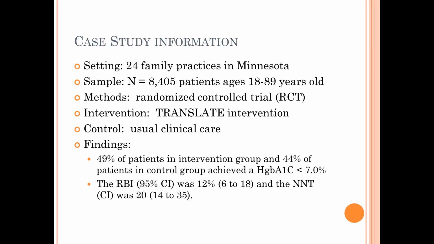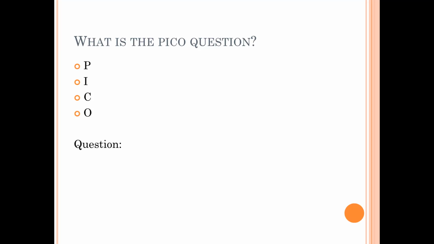Of those who got the special treatment, the intervention group, 49% of them were able to keep their A1Cs below 7%, while those in the control who didn't get the special treatment, 44%. So you can see that there is a 5% difference between those with the intervention and those without. So obviously the intervention did something, but whether it was worth it or not is the big question. So with that, what's the patient population? What was the intervention? Was there a control, and what was the outcome?